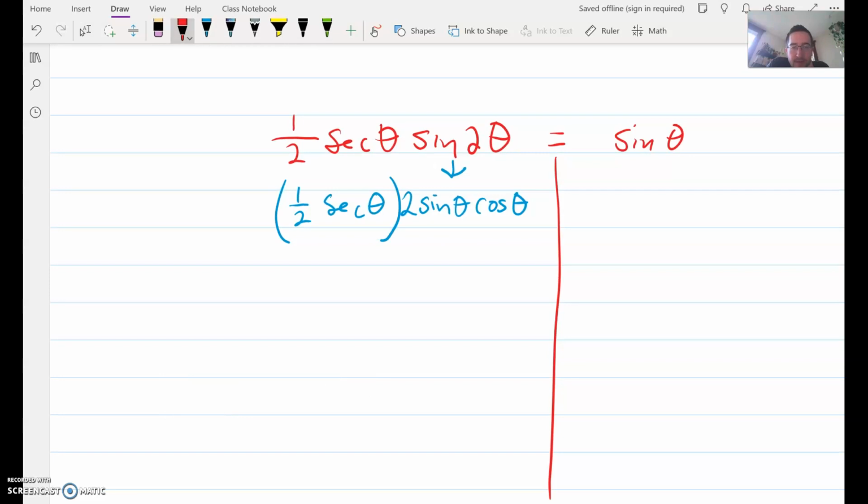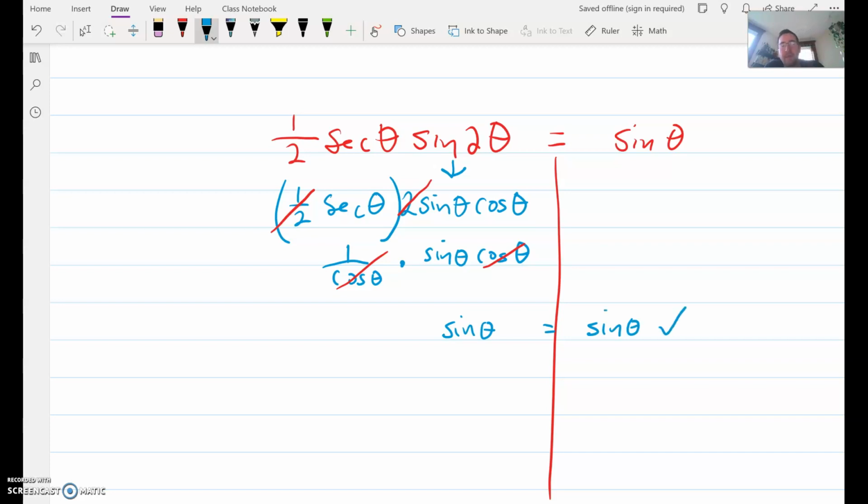And then at this point, what do you know? 2 and 1/2 cancels. Secant and cosine cancel. But I need to probably prove that. Secant is 1 over cosine. And then we still have our sine. And we still have our cosine. So once I prove that, I can go whoosh, whoosh, and I'm just left with sine equals sine. I proved it. So just wanted you to see, it's just a new identity is all.